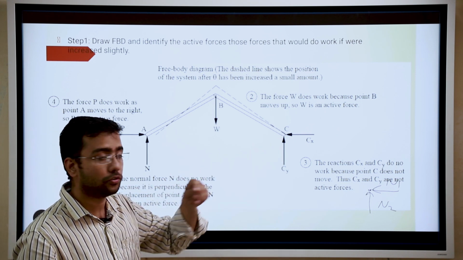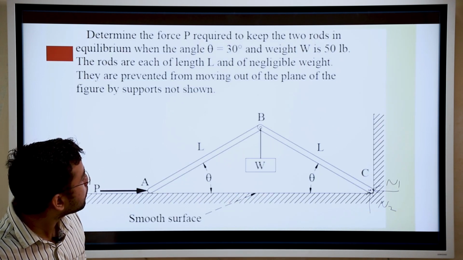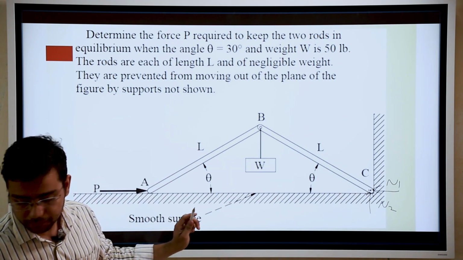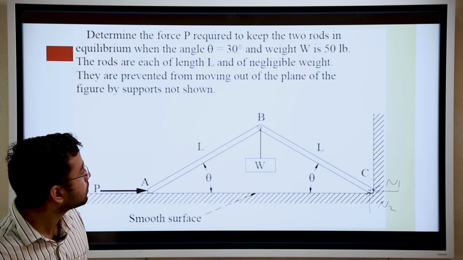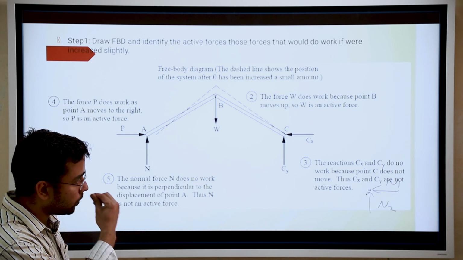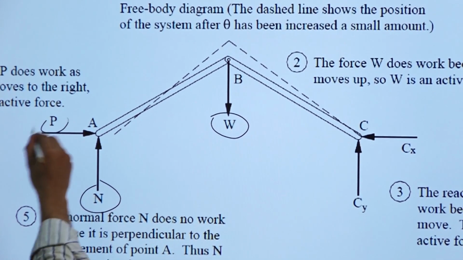So wherever forces are acting, there we have to assume that it is moving. At this point we cannot assume that. Why? Because this point is having two things here, so it will not move anywhere, right? Only these two points we can assume are moving, and we are going to find out the work done because of W, N and P, right?